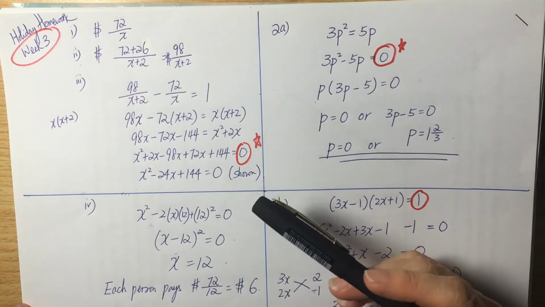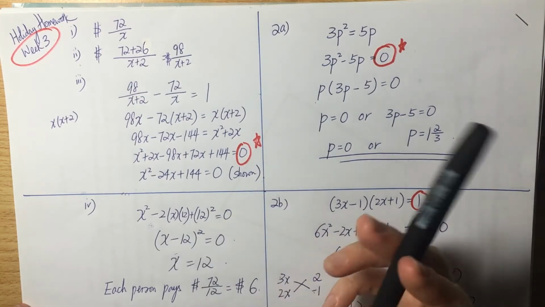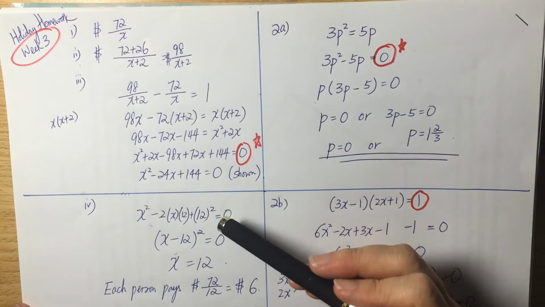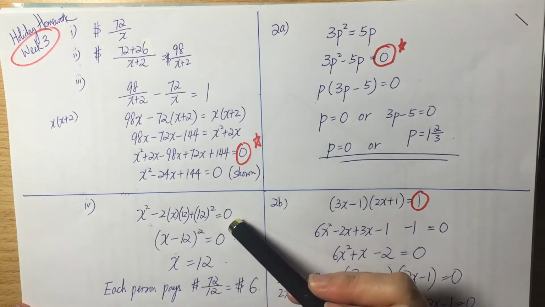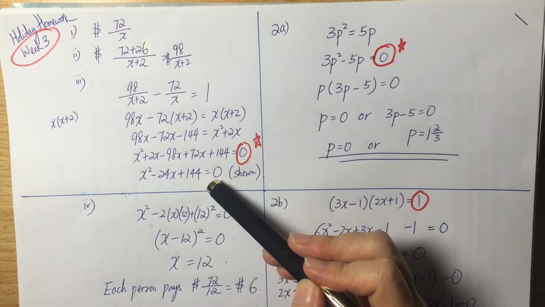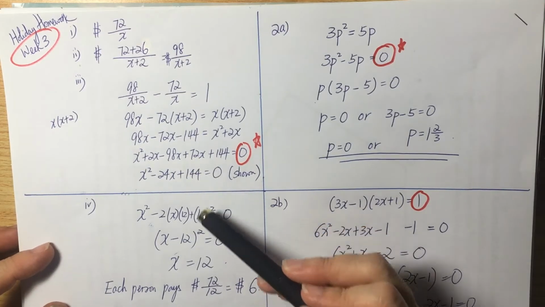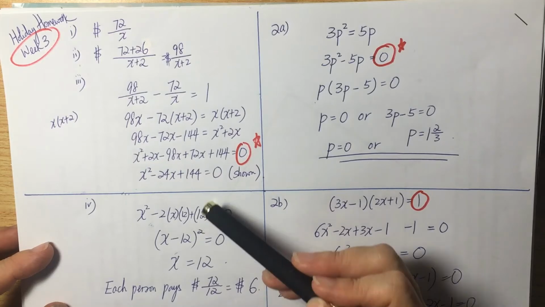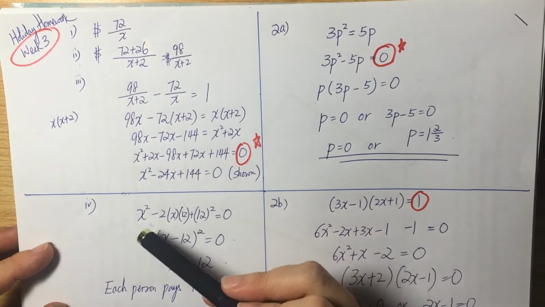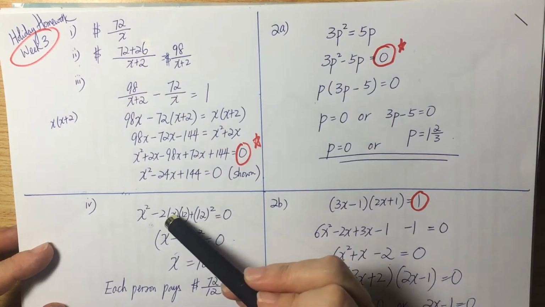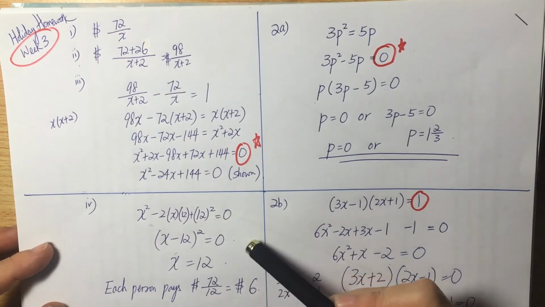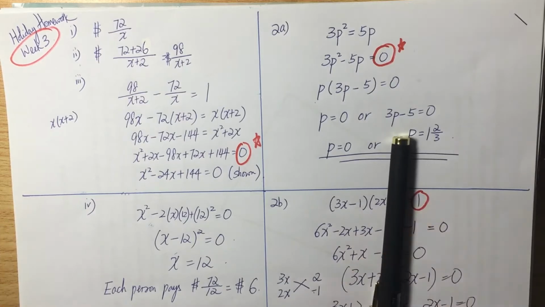Okay, and then the next part is you're supposed to solve this equation. You can see that the left hand side is a perfect square, because 144 is the square of 12, and the middle term is twice times x times 12, which is 24x. So this can be factorized as x minus 12 whole squared equals 0.